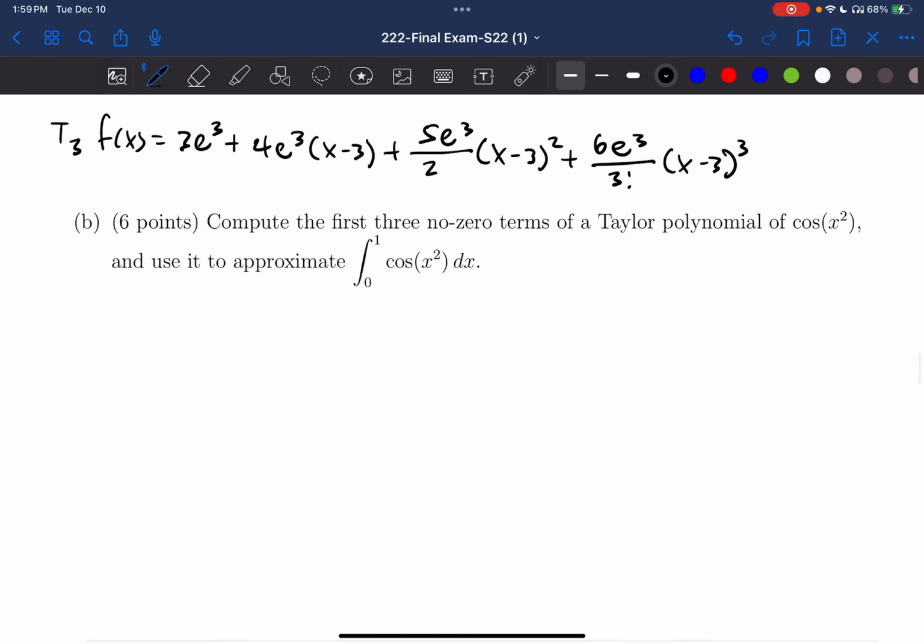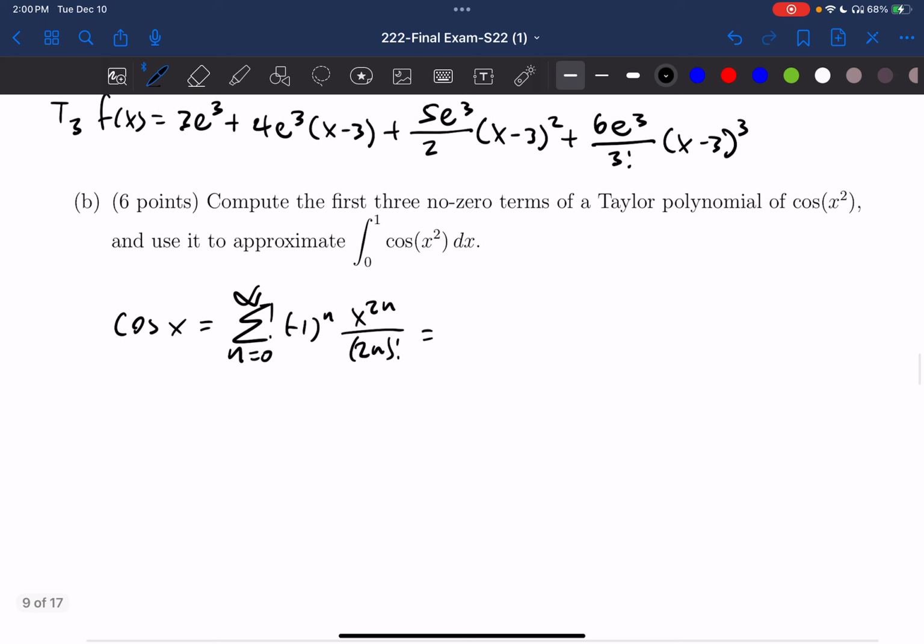Compute the first 3 non-zero terms of a Taylor polynomial of cosine x squared. We know that cosine x from our equation sheet will be equal to negative 1 to the n, times x to the 2n divided by 2n factorial.